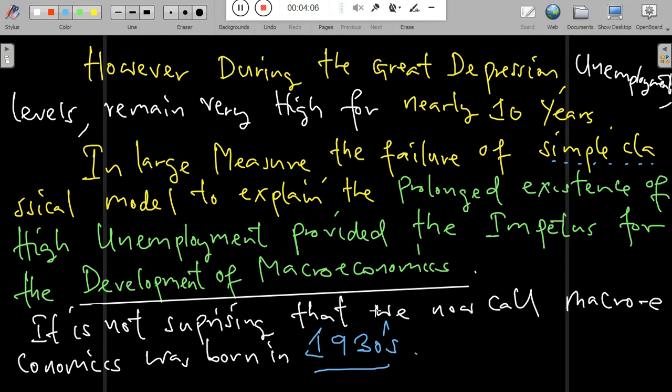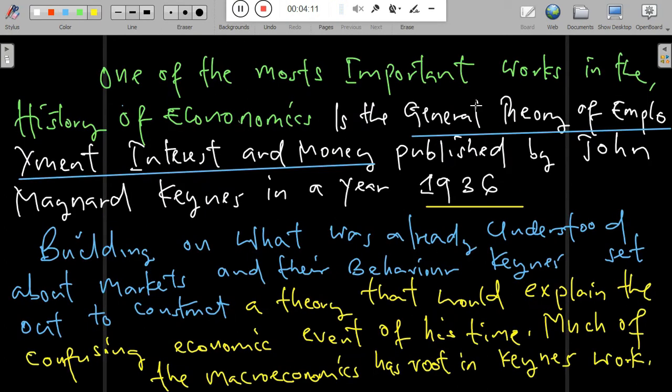Most of the ideas come from John Maynard Keynes. One of the most important works in the history of economics is the work done by John Maynard Keynes in The General Theory of Employment, Interest, and Money, published in 1936. Building on what was already understood about markets and their behavior, Keynes set out a constructed theory that would explain the confusing economic events of his time. Much of macroeconomics has roots in the Keynesian way.